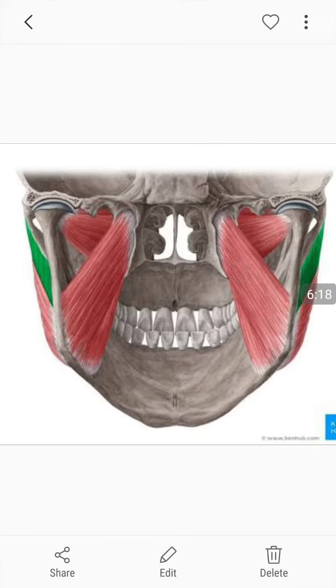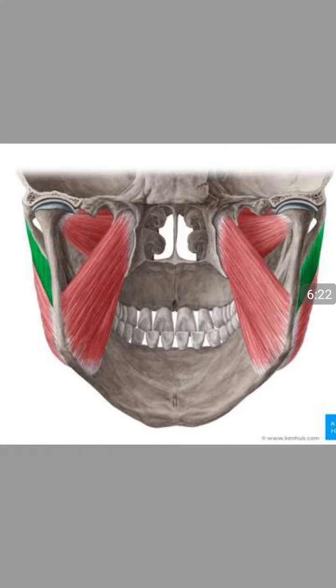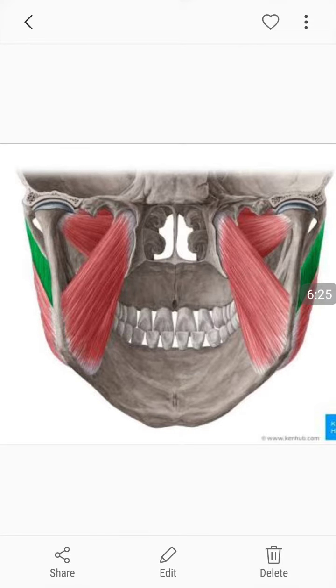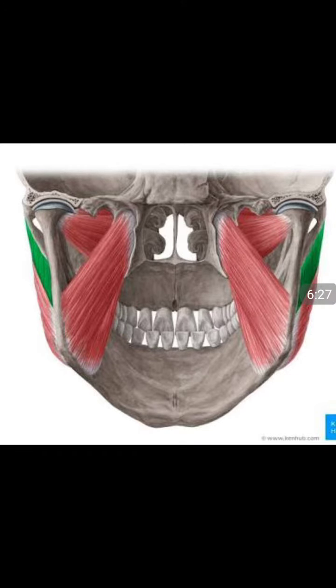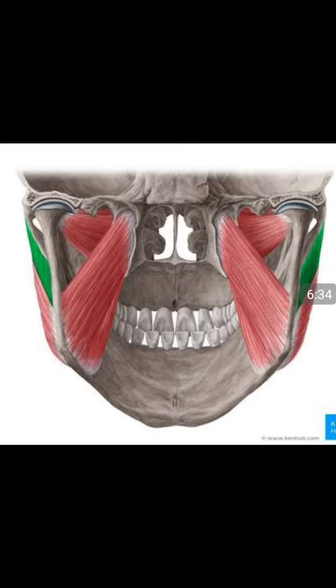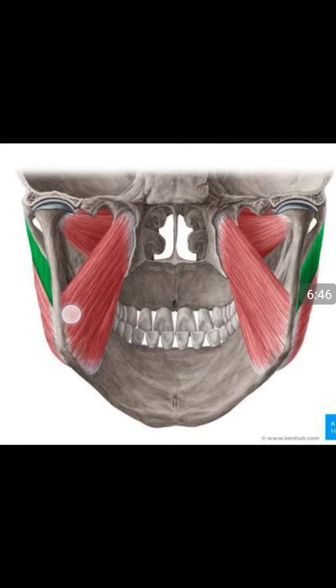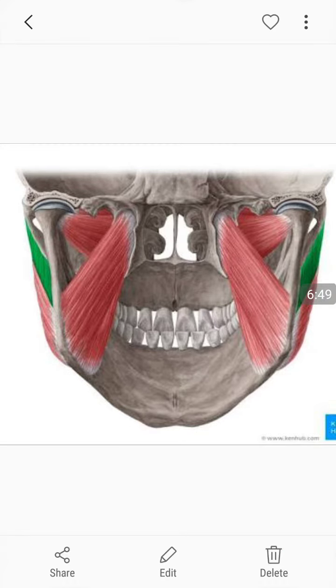Here you can see, you are looking from the posterior aspect. This is the medial pterygoid muscle. This is the medial pterygoid plate, pterygoid hamulus, and here comes the lateral pterygoid plate. This muscle originates from the medial surface of the lateral pterygoid plate, between the two pterygoid plates, and it gets attached onto the ramus of the mandible on its medial surface.